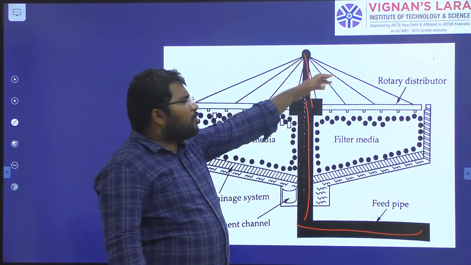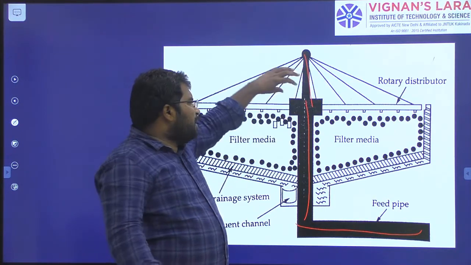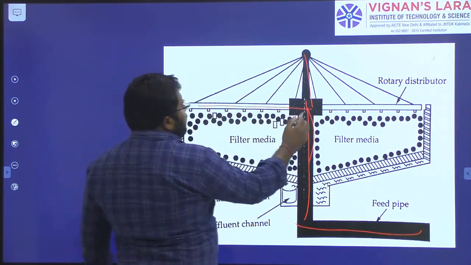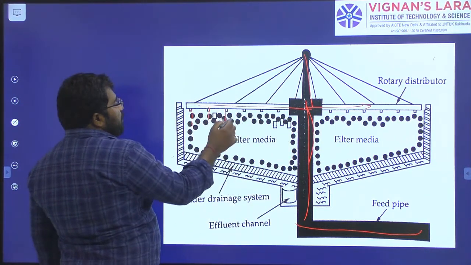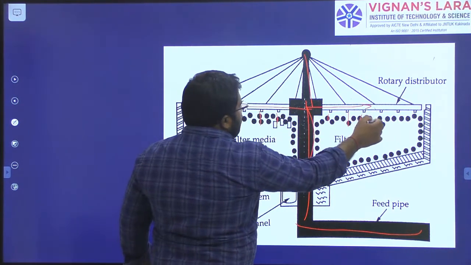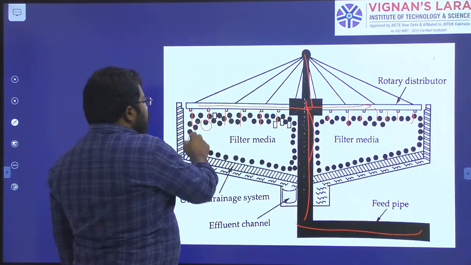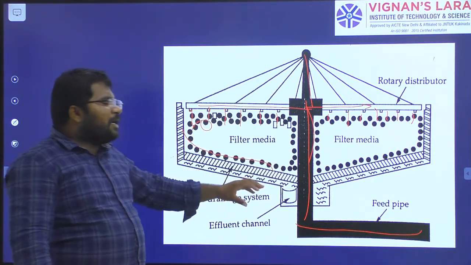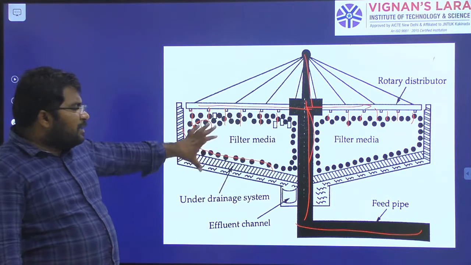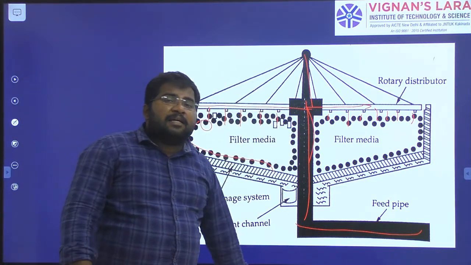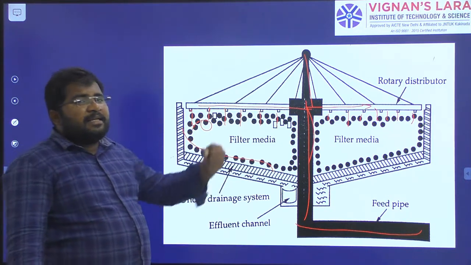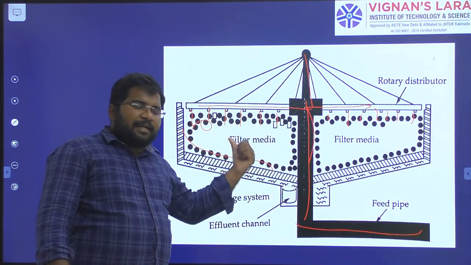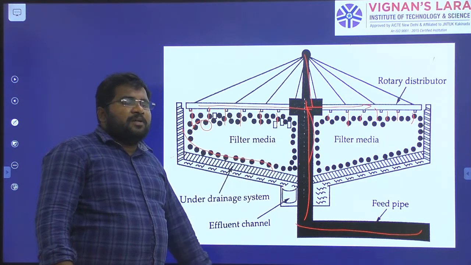From here we have a rotary distributor. Here we have an electrical motor, and with the help of that, the rotary distributor is going to rotate. Once it reaches here, it will be distributed to all the arms. From there it is going to trickle down, right? Once it trickles down onto the inert material, it is going to form the slime layer, and it gets sloughed. Finally the material will be collected at the bottom with the help of the underdrainage system, and that will be taken for the next treatment, called the secondary settling tank. There we are going to remove all these sludges, the sludge formed here like a slime layer, right? So that is going to be removed, right?